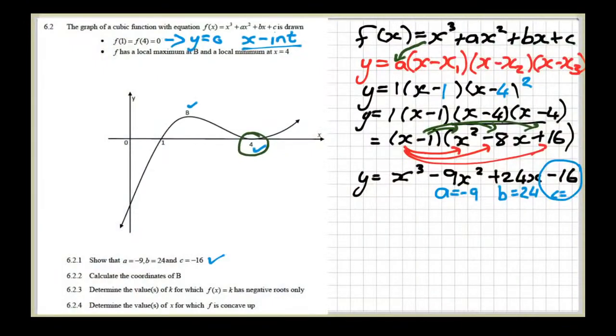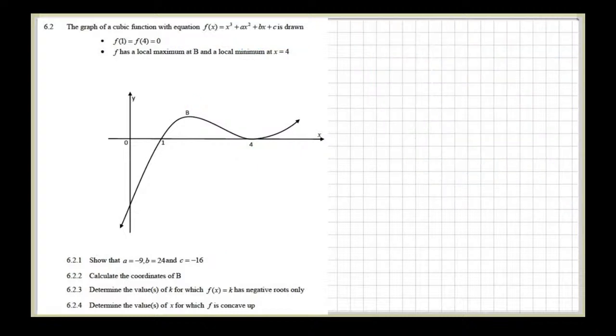Stay with me, because I'm going to go over to the next bit of this question. So now that I've got an equation for f of x, the second question is kind of straightforward. Calculate the coordinates of B. Now, excuse me if I go over to a new screen. y is equal to x cubed minus 9x squared plus 24x minus 16.